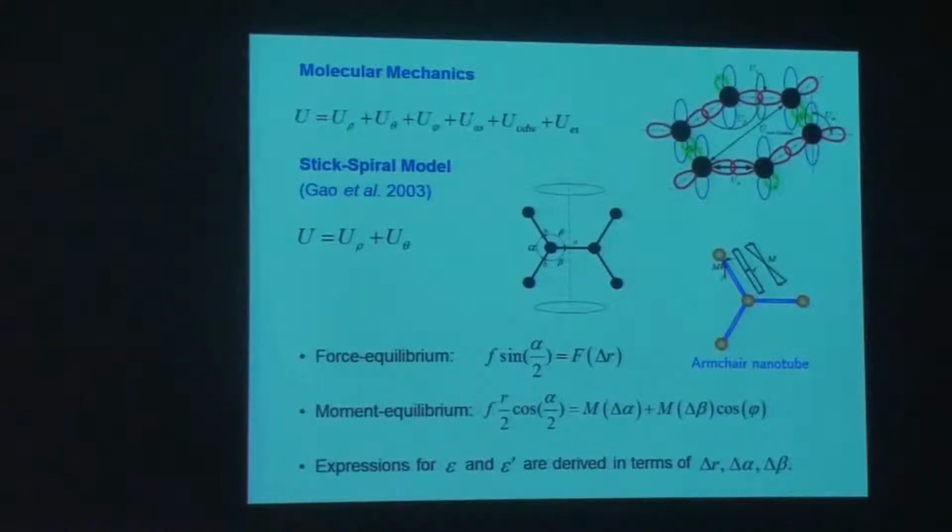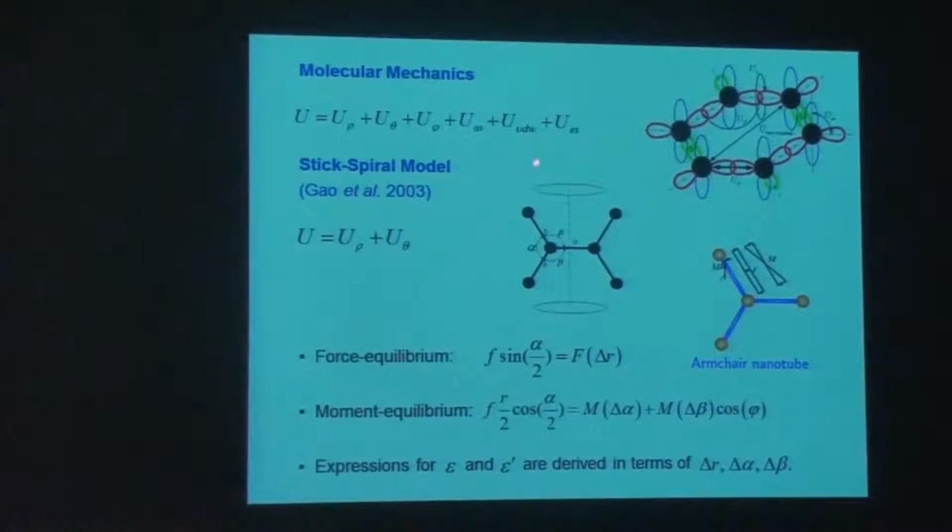Now, this stick spiral model that I mentioned, developed by Huang and Gao, is developed for axial deformation of graphene sheets or nanotubes. And the idea is fairly simple. They look at the first 2 energies. These energies are a function of the bond stretch and bond angle rotation.